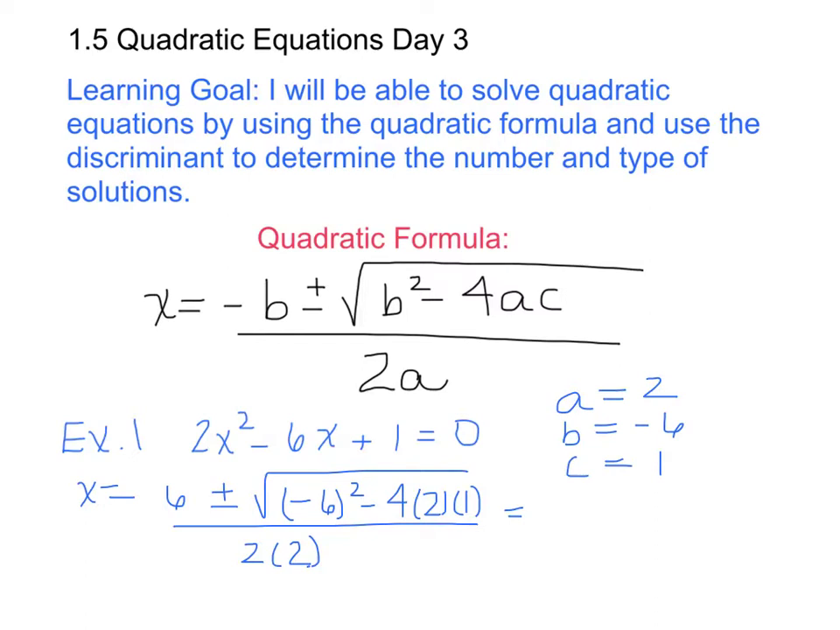And then from here, you just simplify what's under the radical. So that'll be 36 minus 8 all over 4. And I'm going to continue on the next page. Okay, so we had 6 plus or minus 36 minus 8 all over 4.